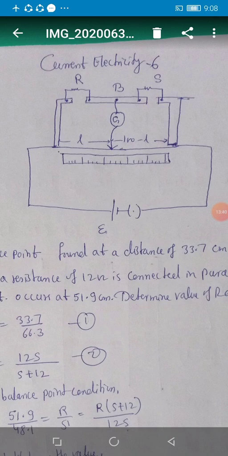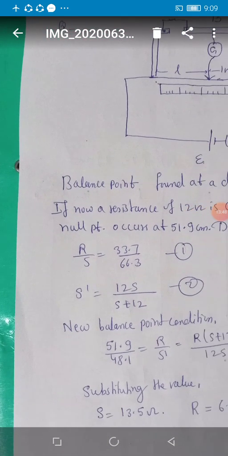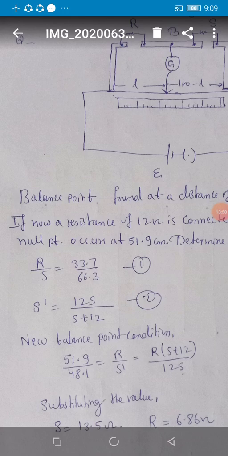Okay student. Now see the Wheatstone formula. R by S will be equal to L upon 100 minus L. This I have written. L is given as 33.7, as it is a meter bridge, so 100 minus L. So this is the one equation which I got. Okay student, I am repeating it. R by S will be equal to L upon 100 minus L, and what is L? It is the balancing length, and the value of L is 33.7 centimeter.